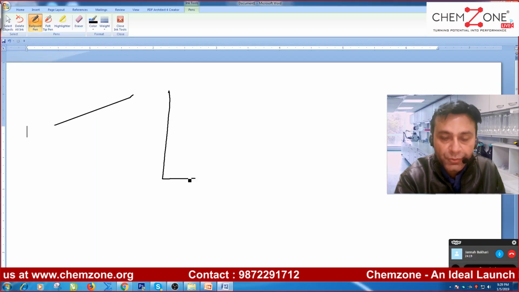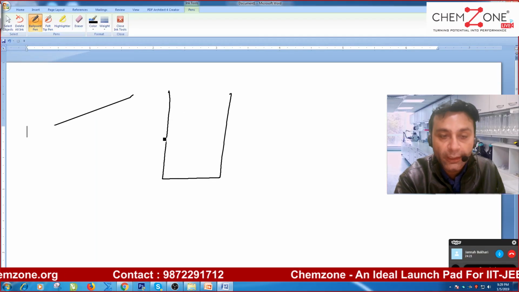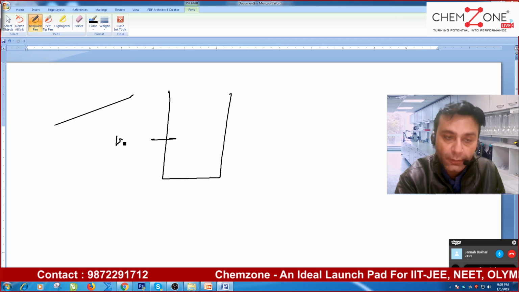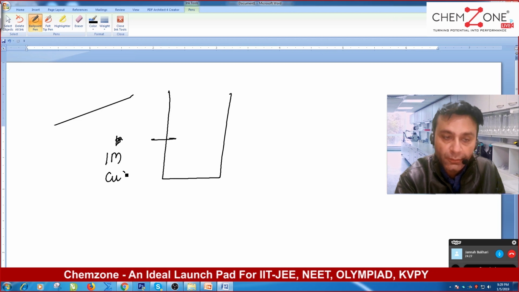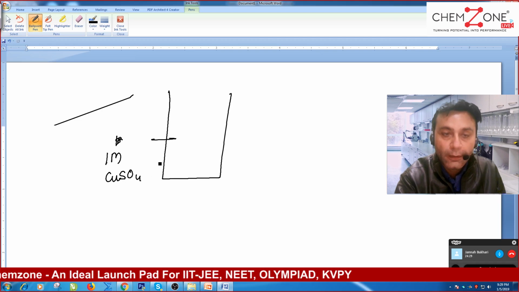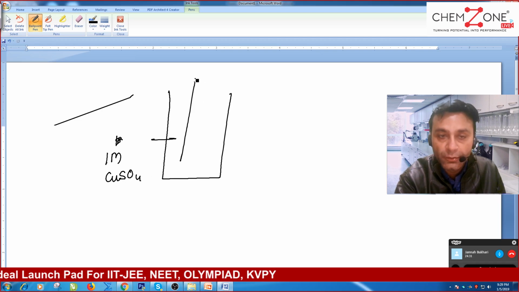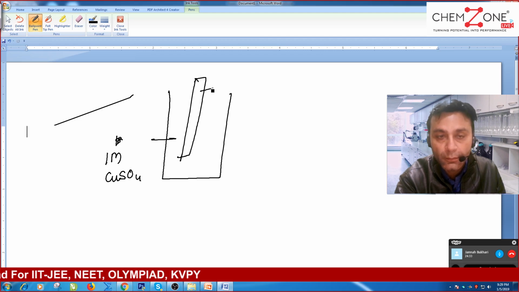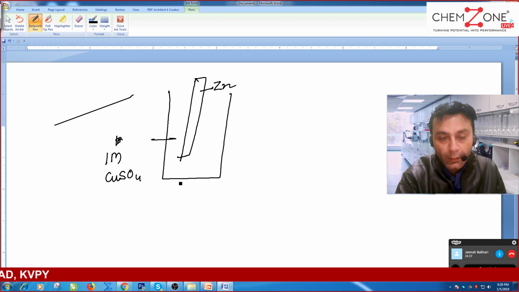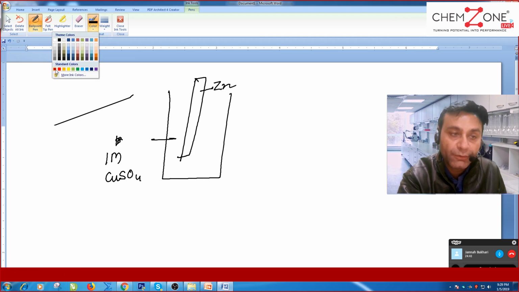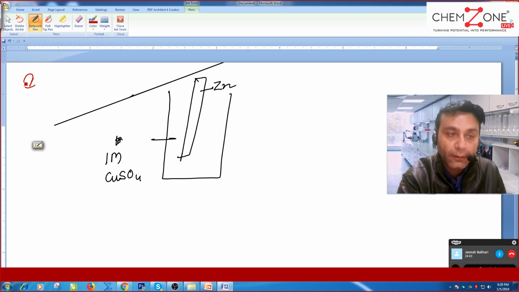See, here I'm showing one example. Here I have a copper sulfate solution, 1 molar copper sulfate solution, right? And I'm dipping a zinc rod here. After some time, what do we observe? I'll tell you certain observations. Number 1, the zinc rod is eaten away.